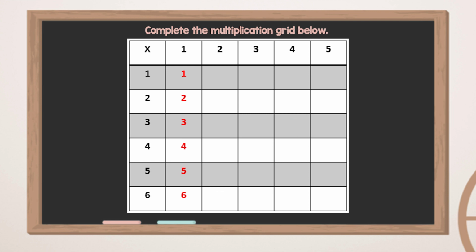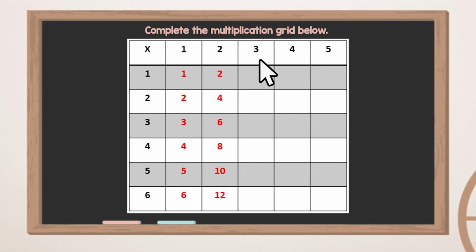You should be finished by now. Let's check our answers. These are the answers you should have. Let's start from 2. 2, 4, 6, 8, 10, 12. What do you notice, boys and girls? Yes, we are counting in 2s. A multiplication grid also helps us to identify patterns, number patterns.